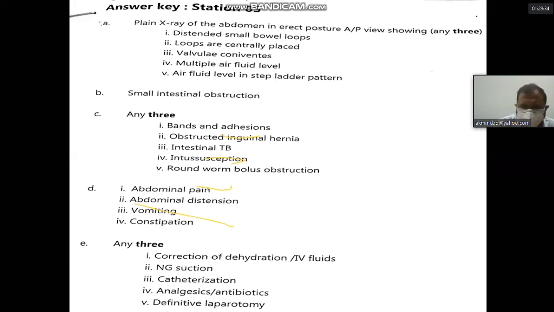Distended small bowel loops. Loops are centrally placed. Valvulae conniventes, multiple air fluid levels, air fluid level in step ladder pattern. You must write these 5 points.